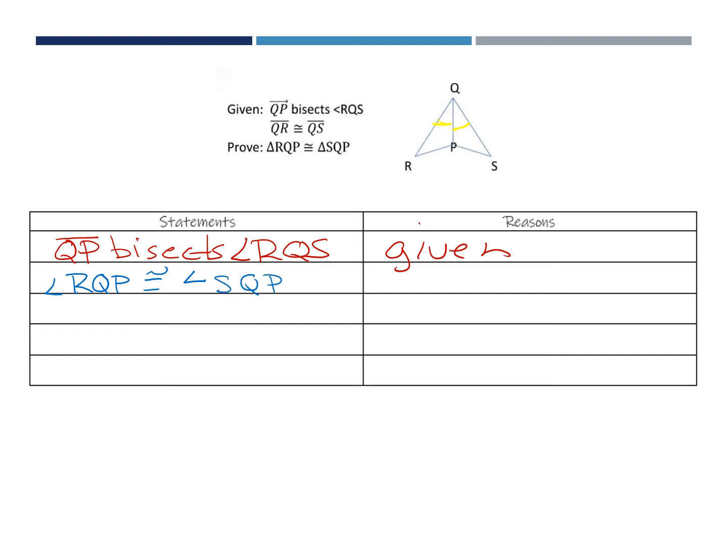And that's by definition of an angle bisector. Okay, that definition says that if something bisects an angle, it cuts it into two congruent parts. So I've got that. So I've got this angle. Then I've got side QR is congruent to QS. So I've got this congruent to this. That's what we're given.